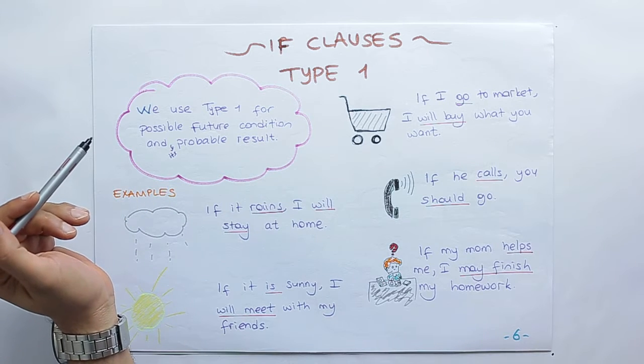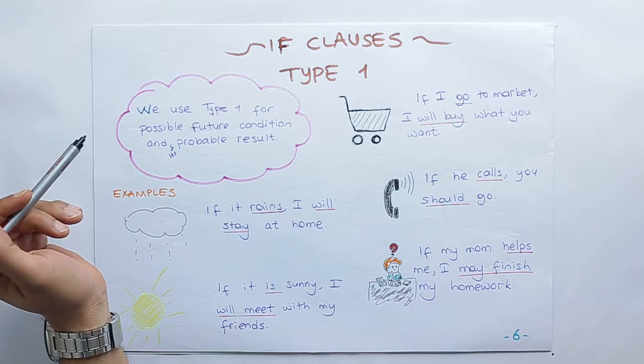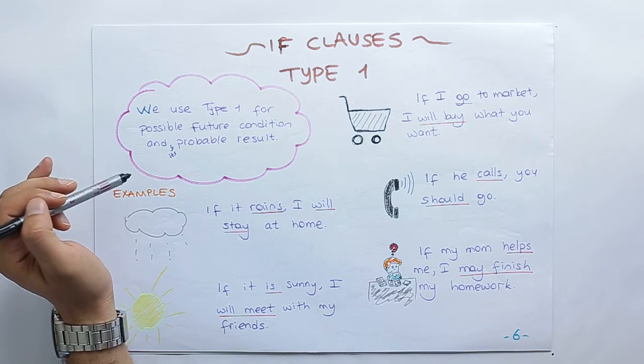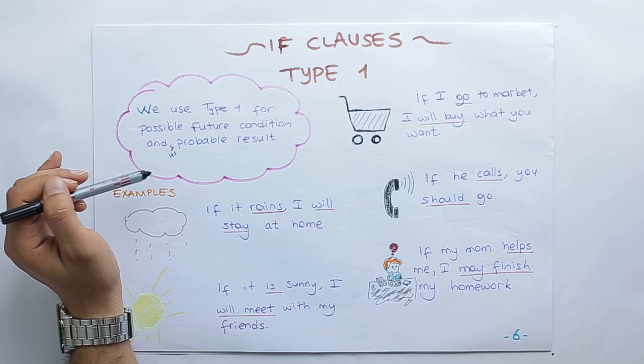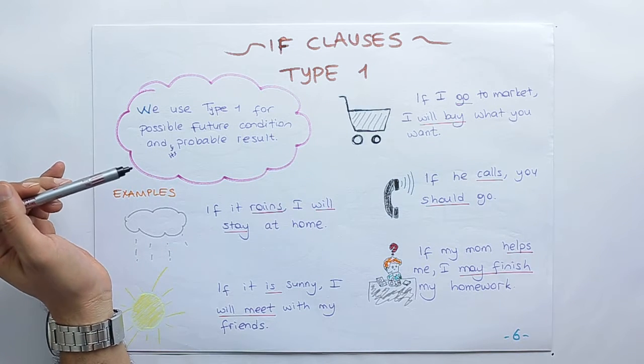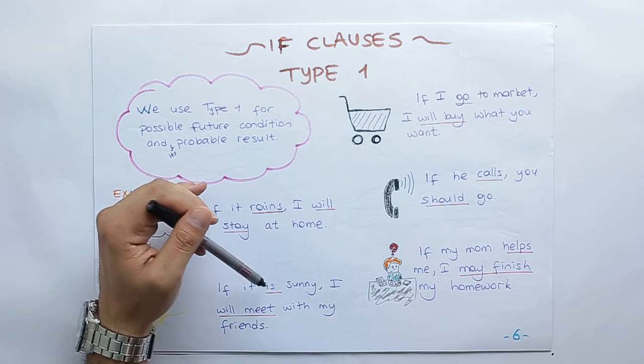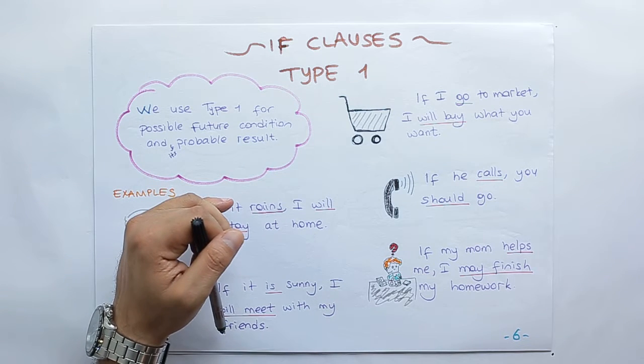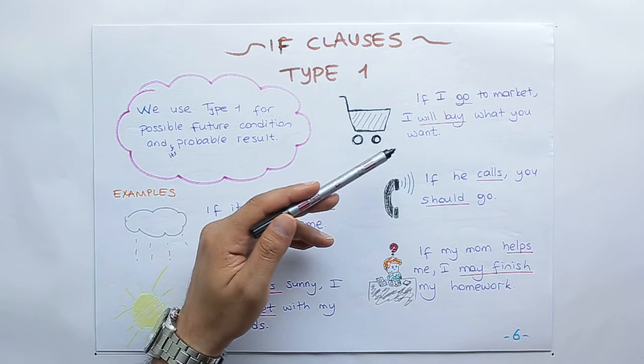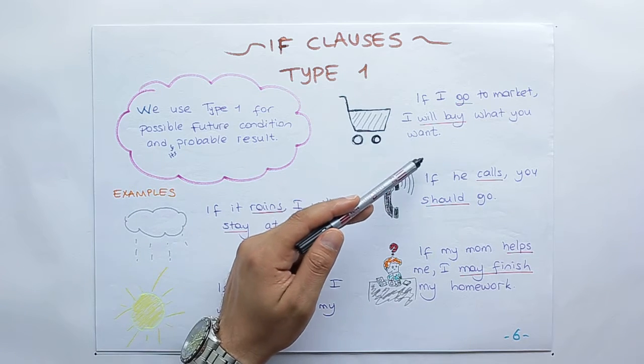If clauses type 1. Yes. We use type 1 for what? For possible future conditions and their probable results. As an example, if it rains, I will stay at home. If it's sunny, I'll meet with my friends. Or if I go to the market, I'll buy what you want.